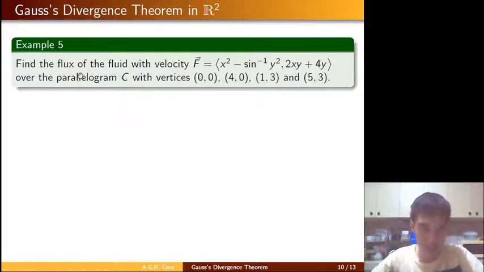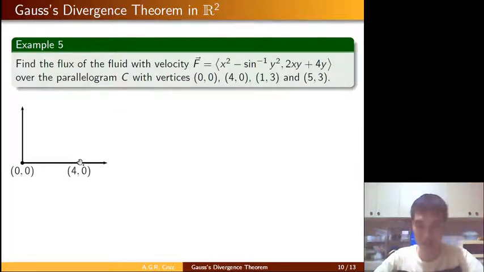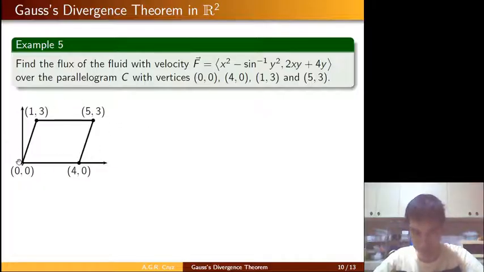Okay, let's proceed with 2 examples here. Let's determine the flux of the fluid with this velocity function, where your curve C is just the parallelogram with these 4 vertices. Okay, so let's sketch that parallelogram in 2 dimensions. So yung relevant na vertices ay 0, 0, ito. Tapos 4, 0, this point here. Tapos 1, 3, and then 5, 3. So that kapag tinrace nyo na yung parallelogram, it should look like this. So ito yung magiging parallelogram natin. This is your curve C.